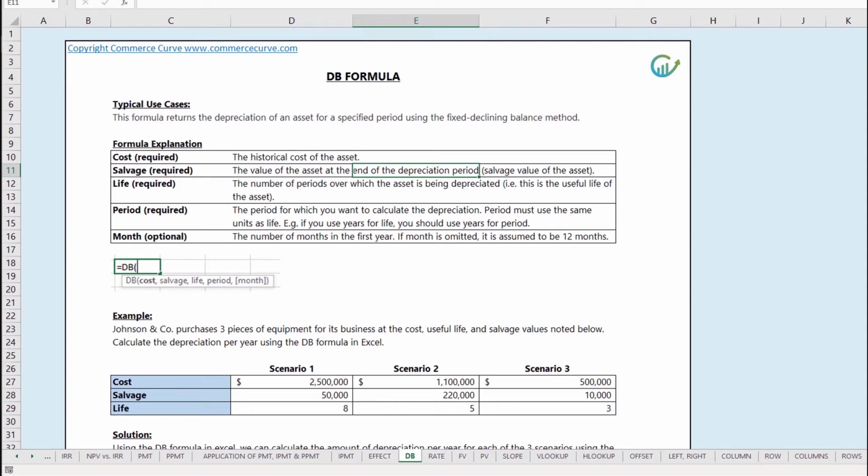So for the depreciation formula, we start with equals DB, open parentheses, and then we put in the cost, salvage value, life, period, and then month. Let's take a look at an example on how the depreciation formula is used in practice. So in our example, Johnson & Co. purchases 3 pieces of equipment for its business at the cost, useful life, and salvage values noted below. Calculate the depreciation per year using the depreciation formula in Excel.